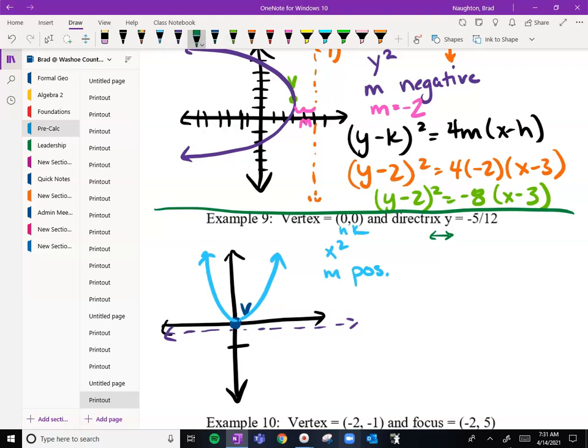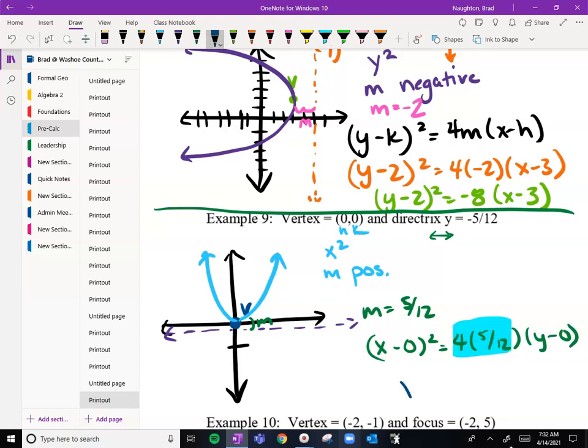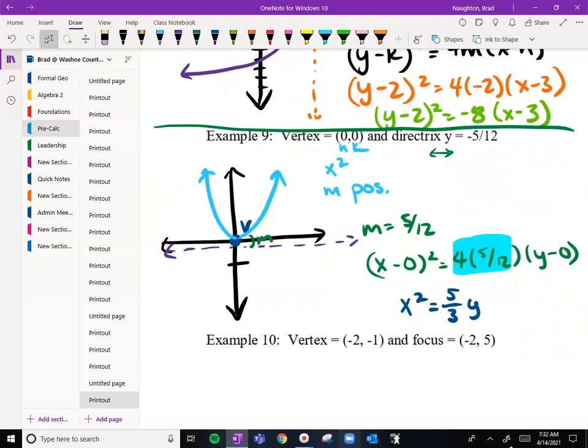And my distance here, because that's my m, is going to be 5/12. So even though it's a negative 5/12, because it's a positive m, we're going to just make it positive. So this would be x minus 0 squared, and then 4 times 5/12, and then y minus 0. And when we do this lovely fraction math here, we're going to get x squared is equal to 5/3 y. And we know with fractions we can write that a couple of different ways, but we're going to be all good, and so we're going to circle it, call it money.